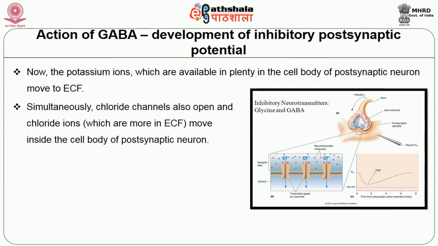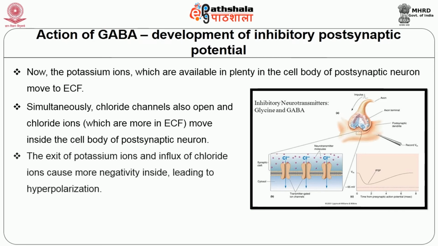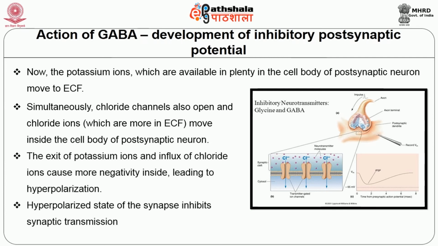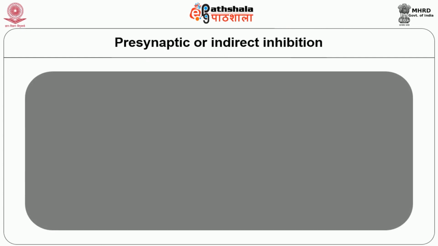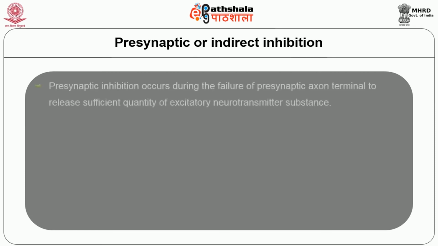Simultaneously, chloride channels also open and the chloride ions move inside the cell body of the postsynaptic neuron. The exit of potassium ions and influx of chloride ions cause more negativity inside, leading to hyperpolarization. The hyperpolarized state of the synapse inhibits synaptic transmission. So, we are going to see about presynaptic or indirect inhibition. It occurs during the failure of the presynaptic axon terminal to release sufficient quantity of excitatory neurotransmitter substance.